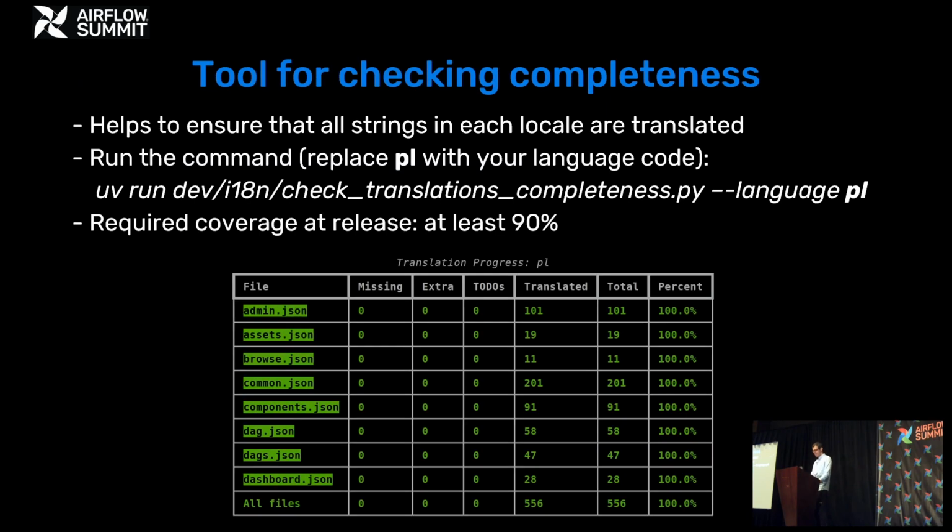Now, we use the same script that you just saw without the add missing flag to ensure that your translation covers all of the English language terms. So this is an example of running it on the Polish translation, and you see the statistics for each file. And overall, it is required that it will cover at least 90% of the terms before the next release.